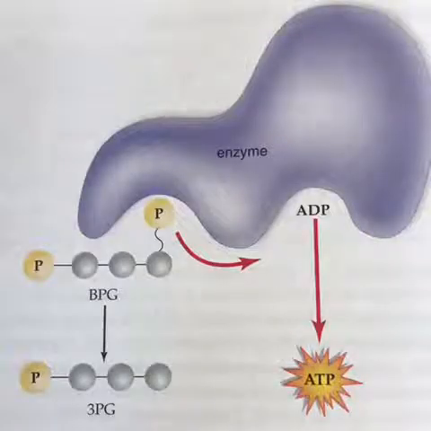During glycolysis, BPG is a 3-carbon substrate that gives up a phosphate group to ADP. Each gray ball is a carbon atom. This reaction occurs twice per glucose molecule.